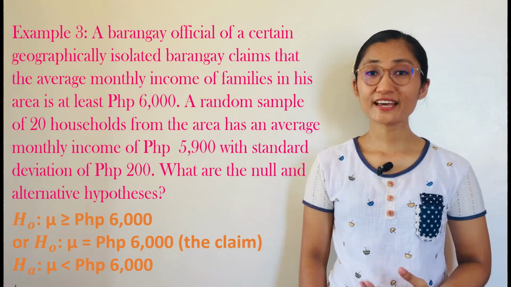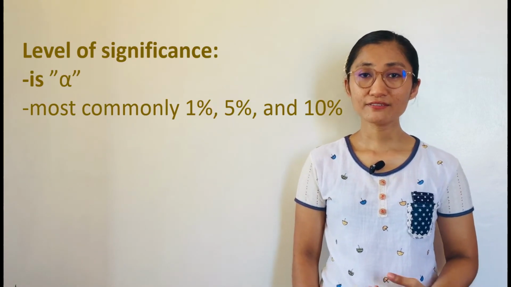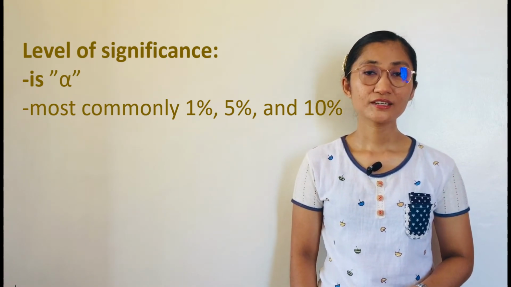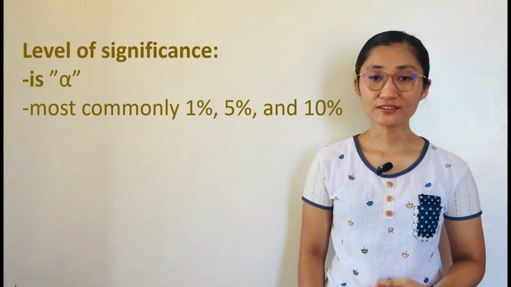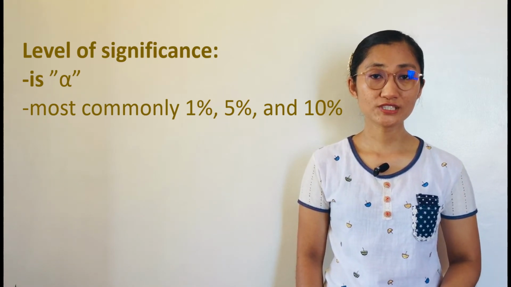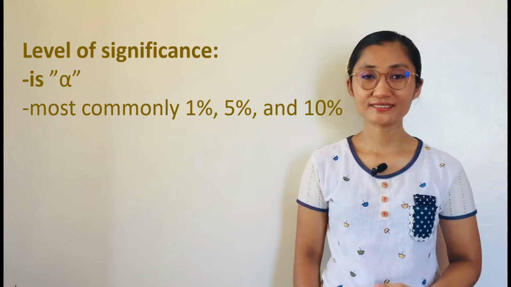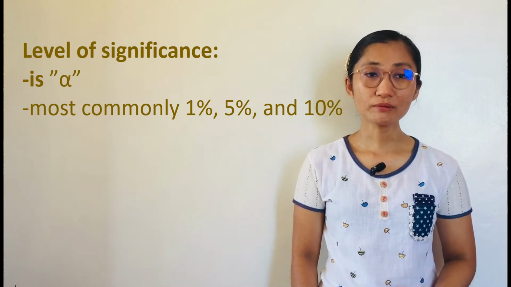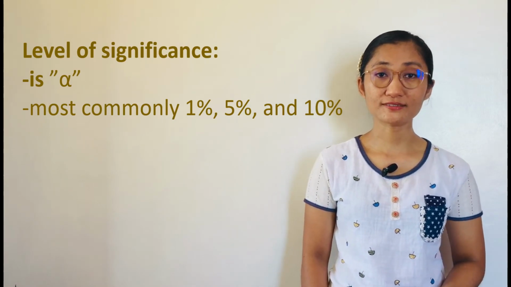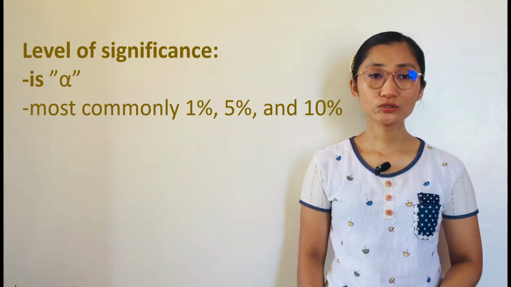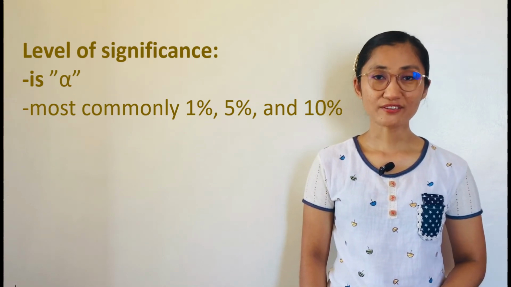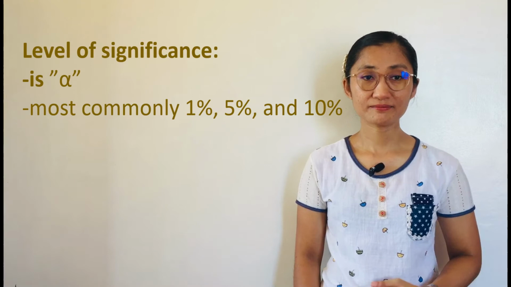Now, what is level of significance? Level of significance, denoted by Greek letter alpha, refers to the degree of significance serving as basis on whether to accept or reject the null hypothesis. It is the probability of committing wrong decisions for a null hypothesis that is true. The most common levels of significance are 1%, 5%, and 10%.